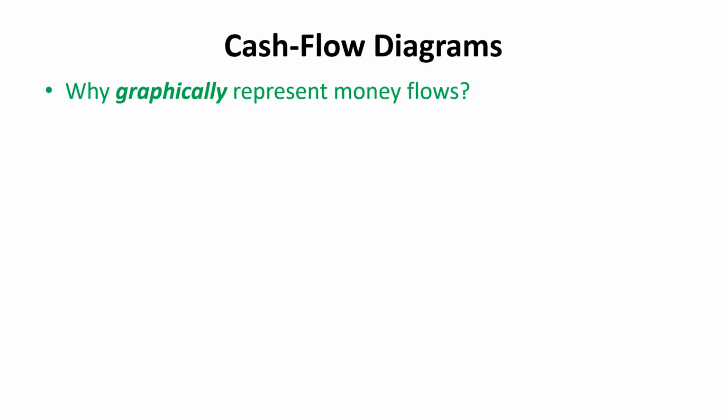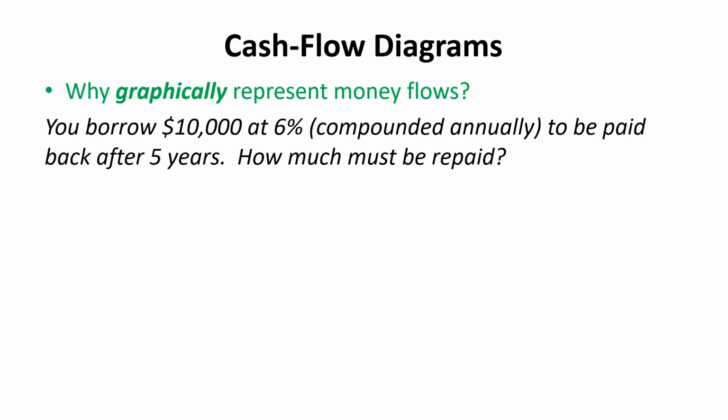If you're explaining to another person what you mean, sometimes in words or in language there can be confusion that would be avoided if you show it as a diagram. So here's an example of some English language that's talking about a time value of money type problem. You borrow $10,000 at 6% compounded annually to be paid back after 5 years. How much must be repaid?